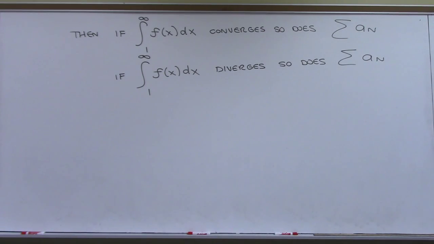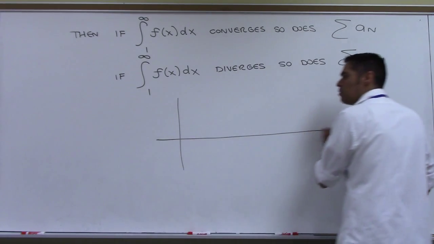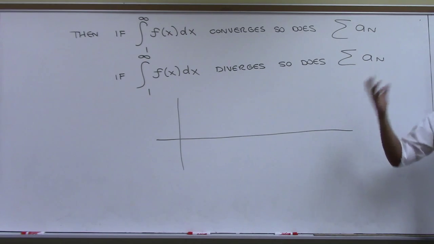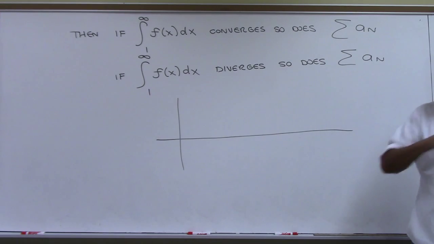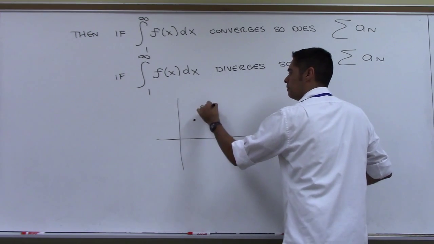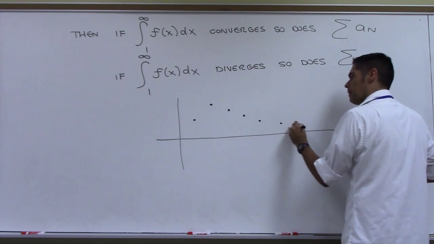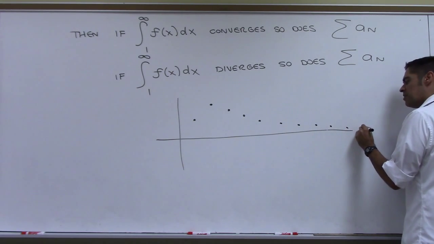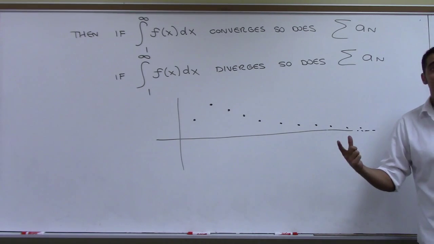So let me see if I can convince you quickly as to why this works. Remember that when we have a sequence, it's just a bunch of dots, right? And when we add them up, we get the series. That's what a series is, it's just adding up a bunch of numbers. So imagine I have a sequence that is eventually decreasing. Like this. And notice I'm staying above the x-axis. Why am I staying above the x-axis? Because I have to stay positive also, right?